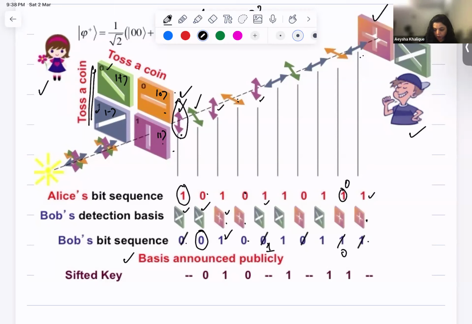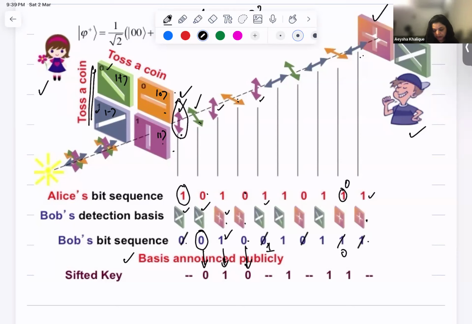So they will keep all the cases where their measurement and preparation bases match, right? They are just announcing the bases, not the bit values. So they announce that the basis was, for example, horizontal-vertical. It matches in the second case, so they keep this bit value. It matches in the third case, and they keep this bit value, which is 1. And then it matches in the fourth case, they keep the bit. It doesn't match in others, and they discard all the cases where the bases do not match.